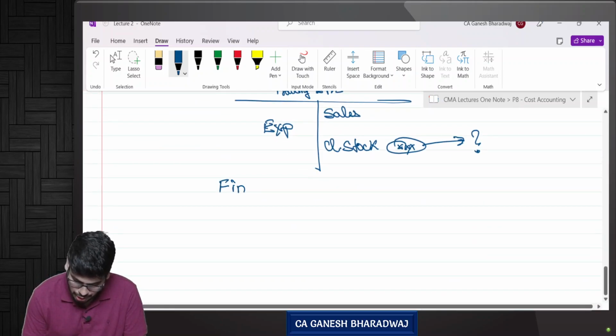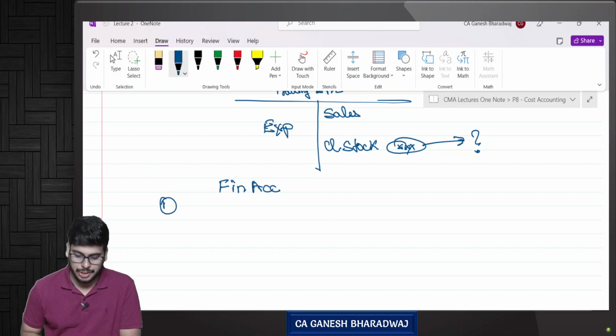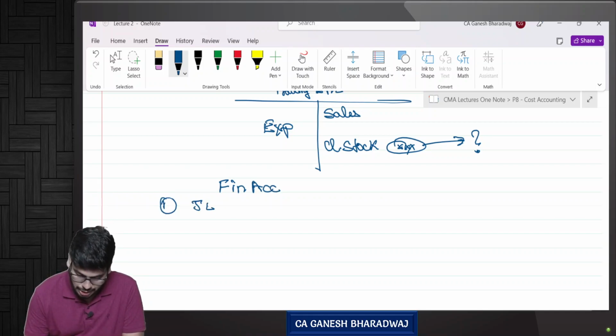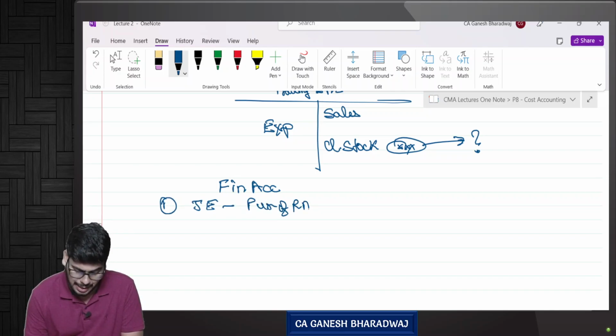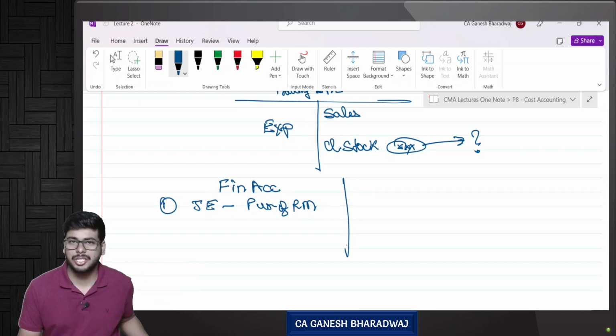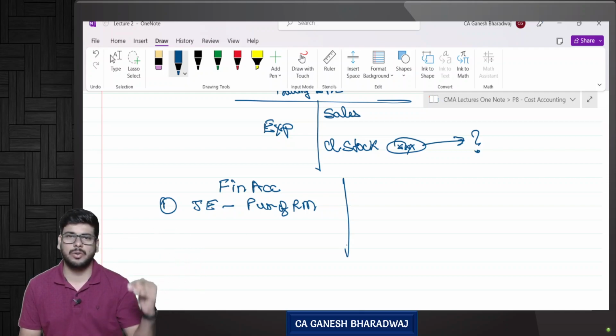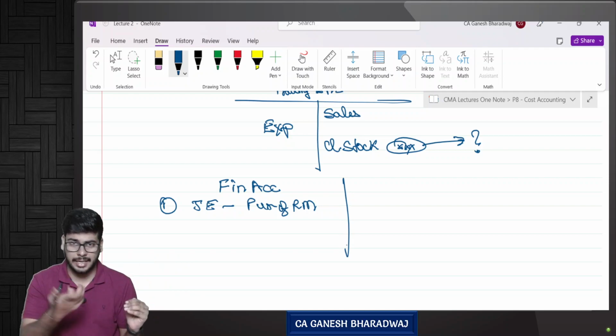In your financial accounting, you pass a journal entry for purchase of raw material. For example, when I purchase a raw material, I will pass a journal entry. Correct? Let's say the entry will be: purchases account debit to cash, or maybe purchases account debit to creditors in case it's a credit purchase.